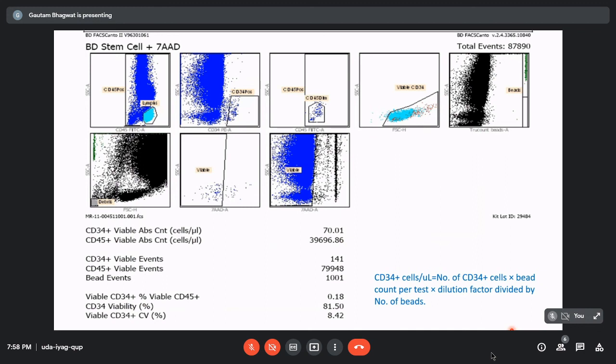And therefore I say this is the most important equipment required in the vicinity of a bone marrow transplant unit, because without knowing a CD34 count or the viability of the CD34 cells, it doesn't make any sense transplanting such cells.